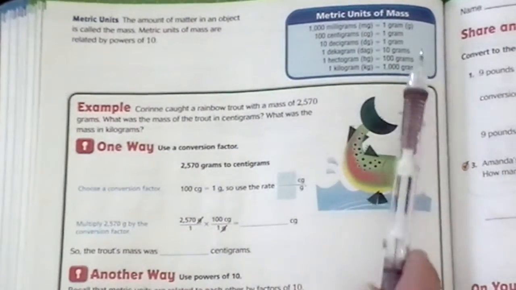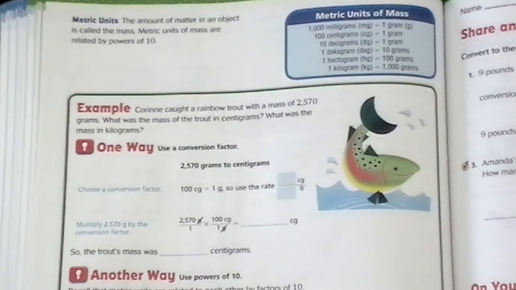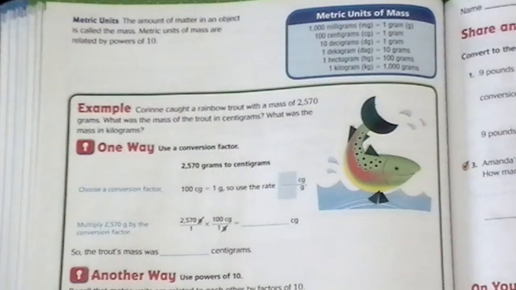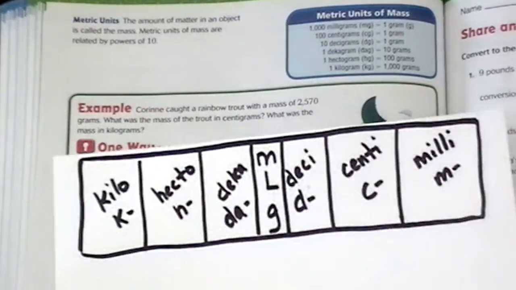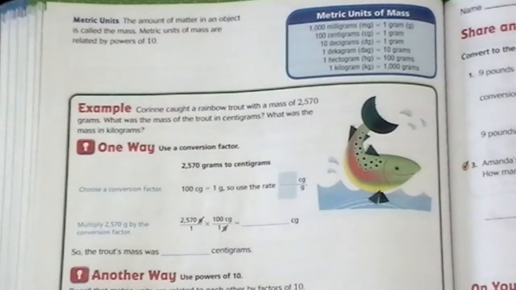So again, we're going to look at conversions, and they're going to be super similar to our metric units of capacity and our metric units of length. And here again, we are going to use our handy dandy chart to make these conversions. Let's look at the example here. I'm going to slide this up a little bit so we can see the whole thing. Zoom in.